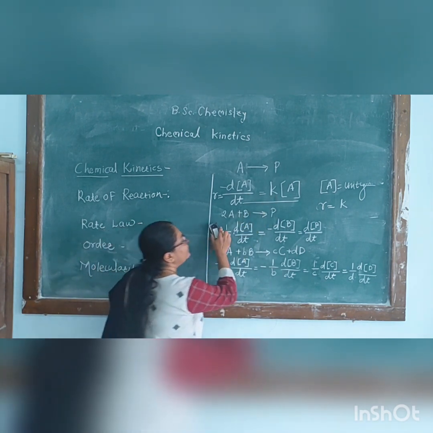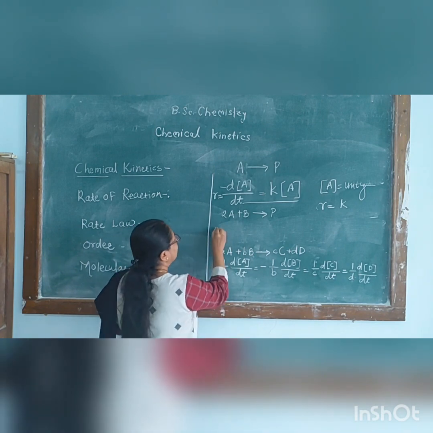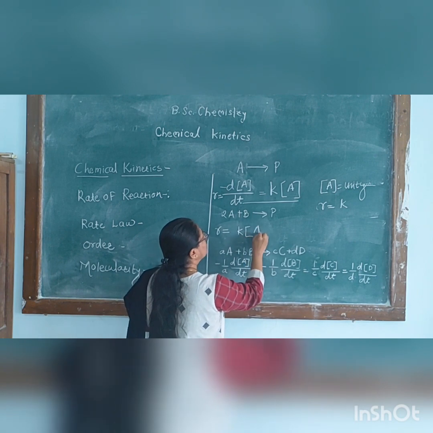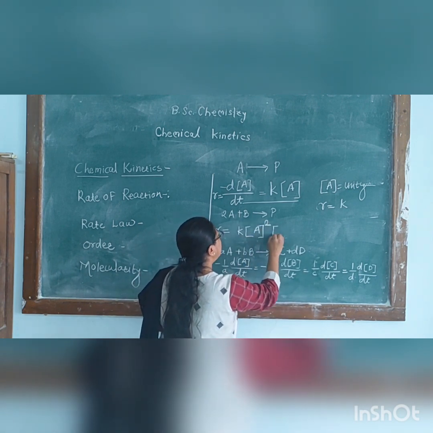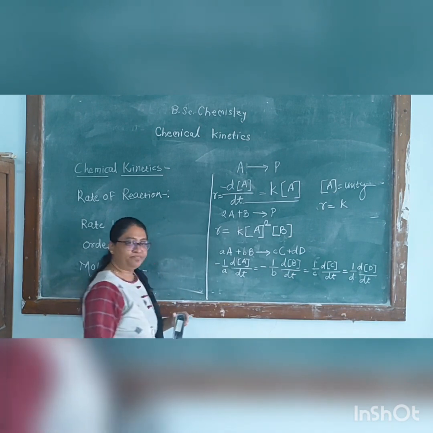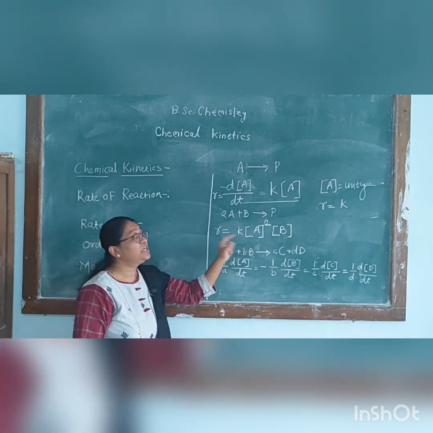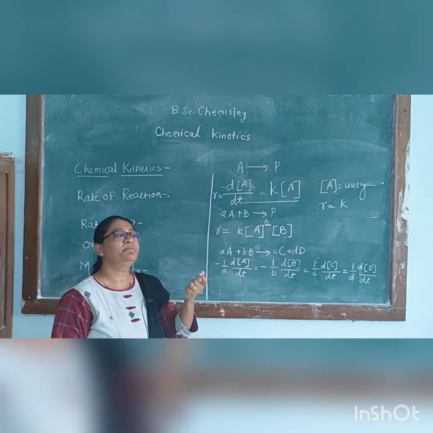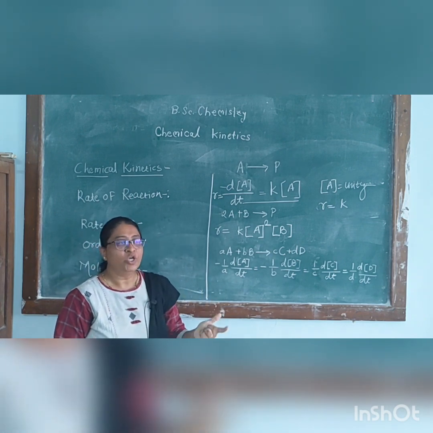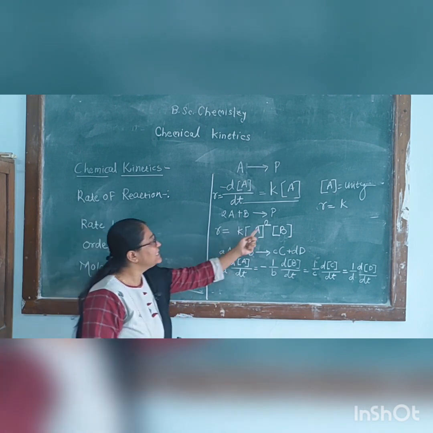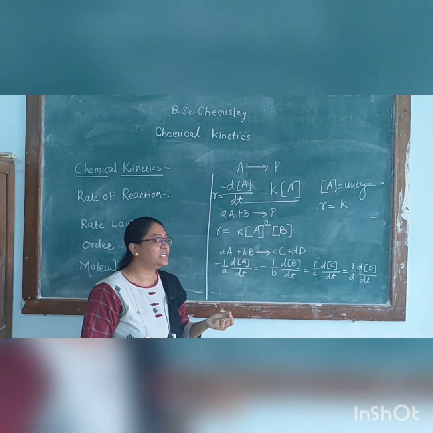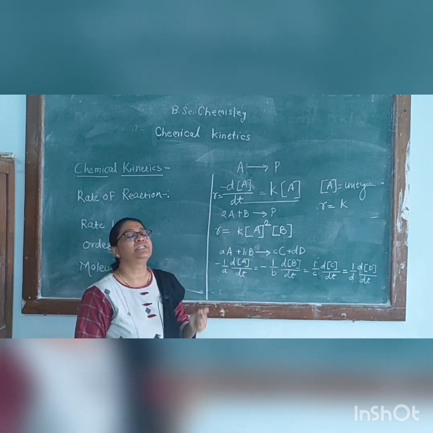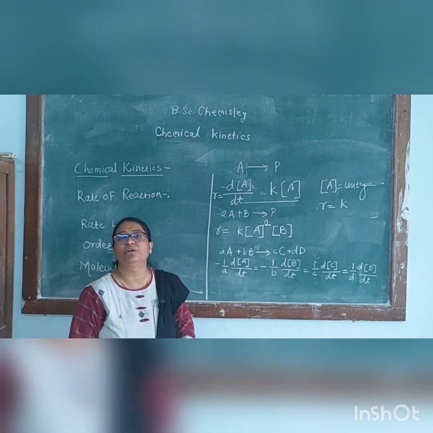Now for this reaction, what will be the rate law? The rate law will be rate is equal to K into concentration of A raised to 2 into concentration of B. Now the rate laws are determined experimentally. From the balanced chemical reaction, you cannot write the rate law. The exponents of the concentration terms appearing in the rate law are determined experimentally, and then the rate law is defined.